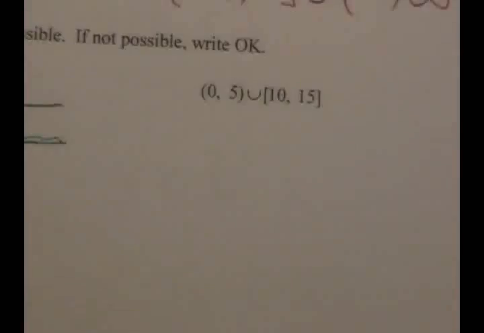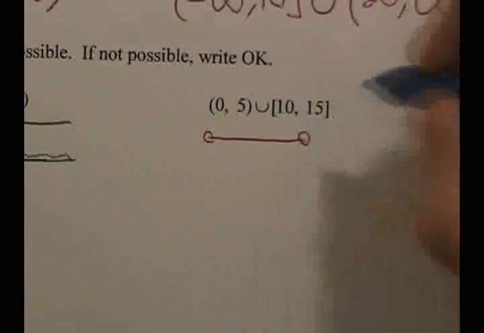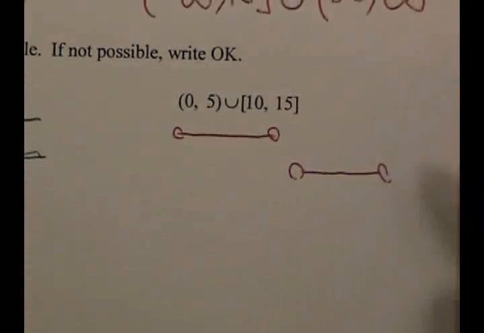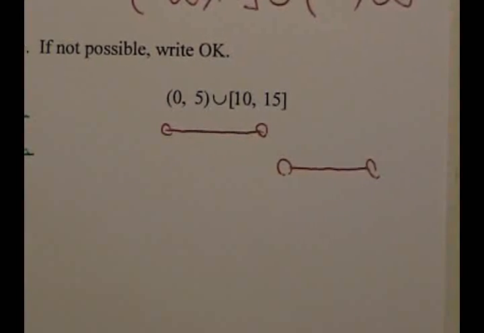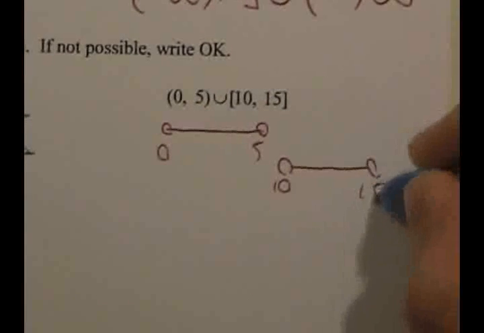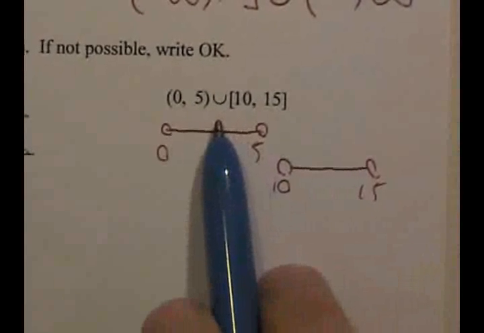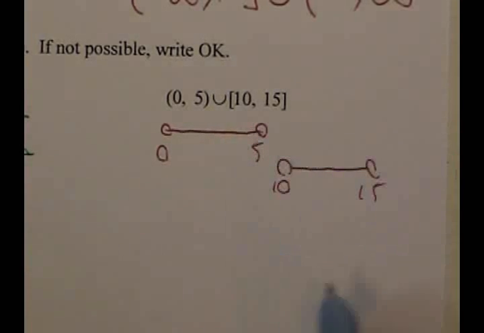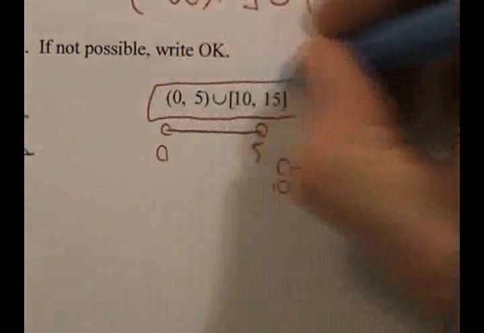Alright, this thing here. 0 to 5 union with 10 to 15. So 0 to 5 is like here somewhere, and 10 to 15 would be totally disjoint from it. So there is no overlap in these two sets. Here's 0, here's 5, here's 10, and 15. Since there is no overlap, and we're looking for a union, there's no way to break this up and write it as one set. So this is okay as is.